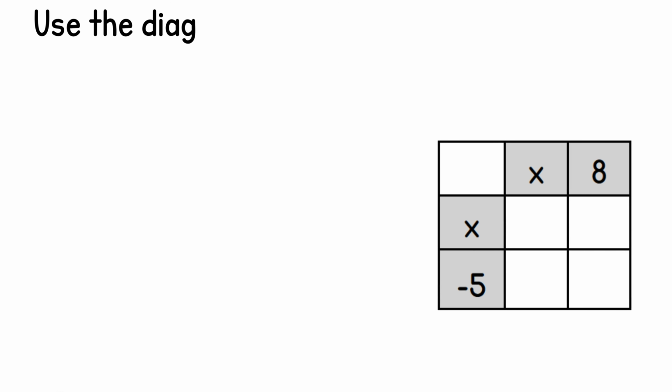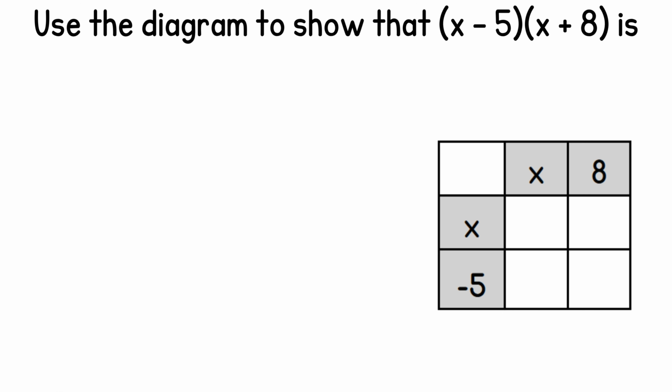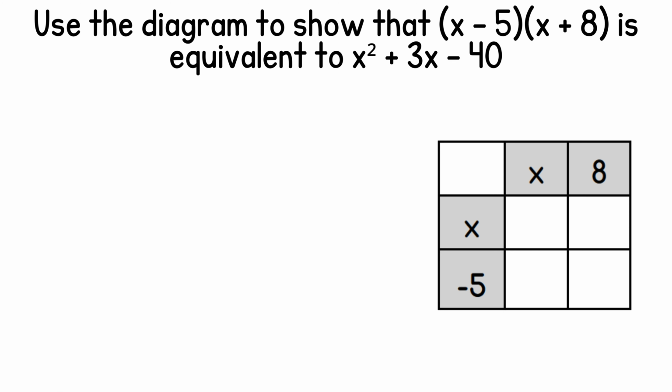In this example, we're going to use the diagram to show that x minus 5 times x plus 8 is equivalent to x squared plus 3x minus 40. So we'll start by expanding our grid. Multiplying x times x will give us x squared. Now we'll go below and multiply x times negative 5, which gives us negative 5x. We'll jump back up to multiply 8 times x, giving us 8x, and then our final box we'll find by multiplying negative 5 and 8, which gives us negative 40.